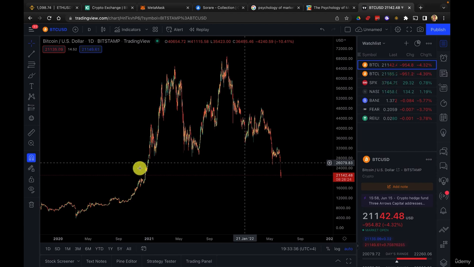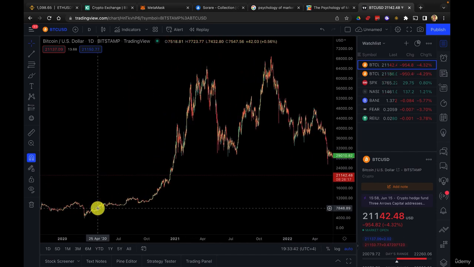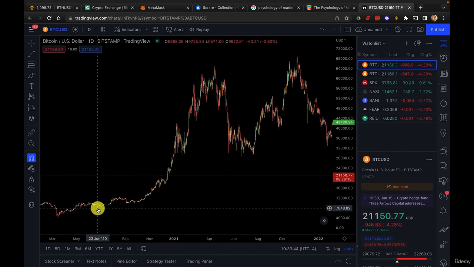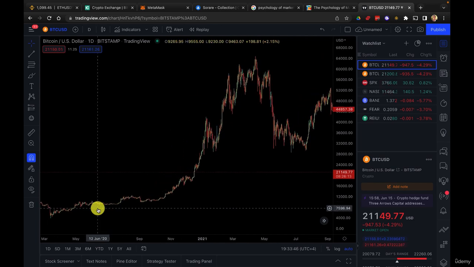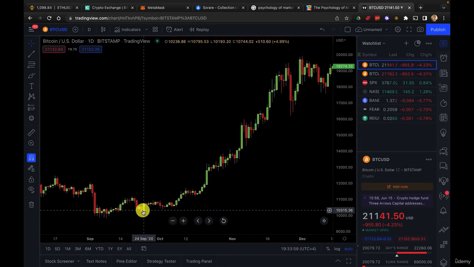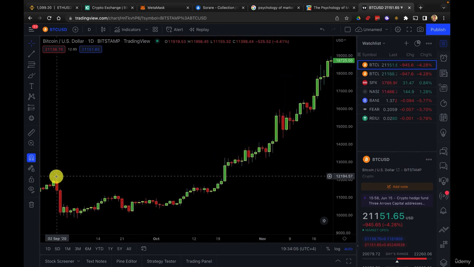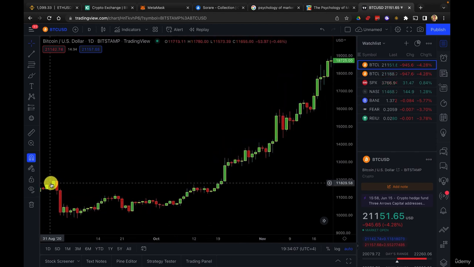All right, so let's have a look at Bitcoin in October 2020. So this is Bitcoin in October 2020. I'm going to zoom in even more. And here we clearly see some W's. So what I mean by W is some ascending bottoms.